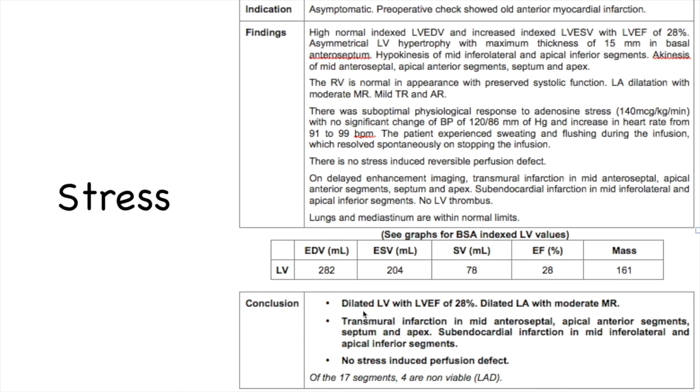In conclusion, same thing: ventricular dimensions, ventricular function, the atrial dimensions and valvular regurgitation, the details on infarction, and if there is any stress-induced perfusion defect. And finally, we would conclude saying of these 17 segments, 4 are non-viable in the LAD territory, while there is no stress-induced ischemia.